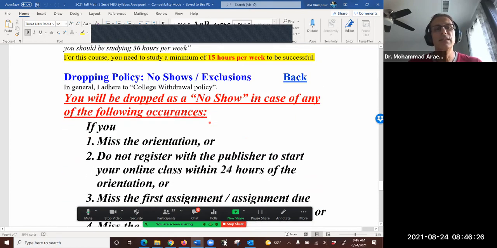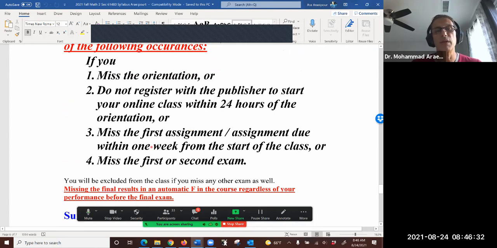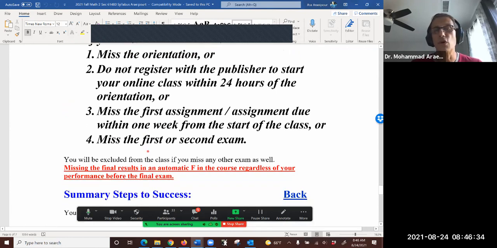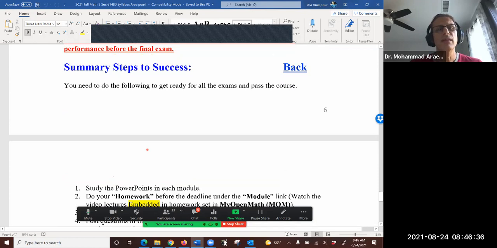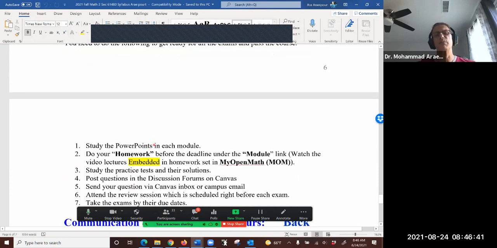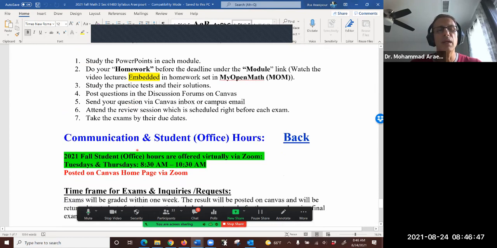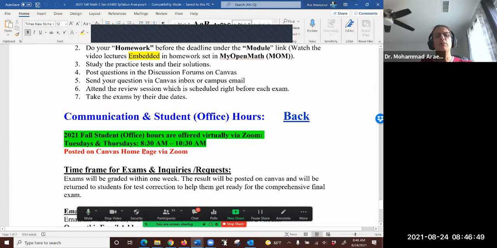Please take that seriously. The dropping policy: students who miss the orientation, don't do the work, or miss the very first assignment or the first exam will be dropped as a no-show. There's a summary as to how to be successful. In short, you want to study the PowerPoints, do your homework and your practice test, and you'll be in good shape. And make sure you make yourself available.